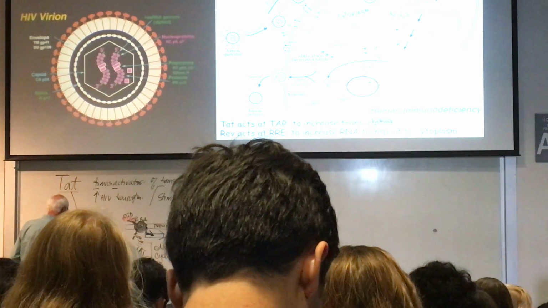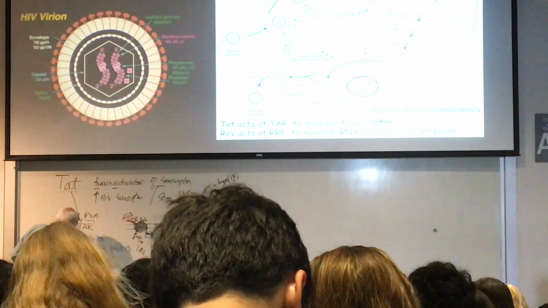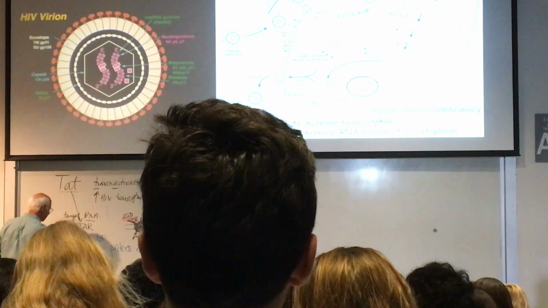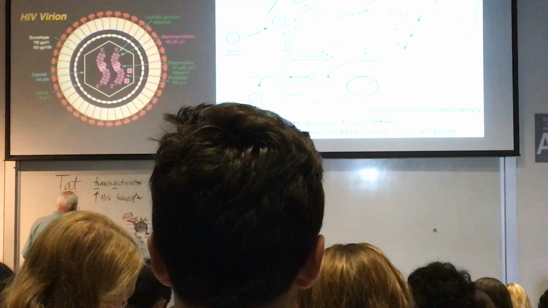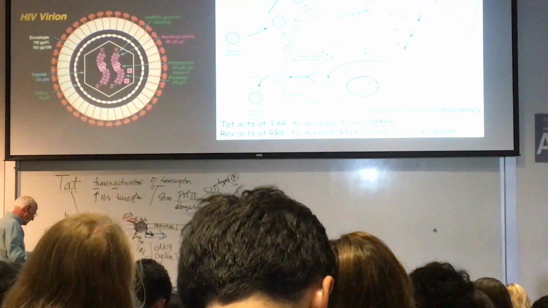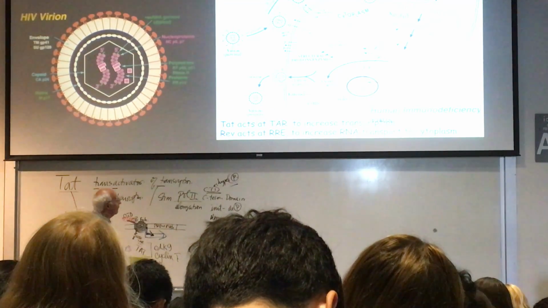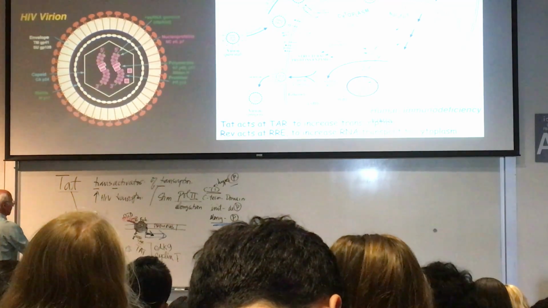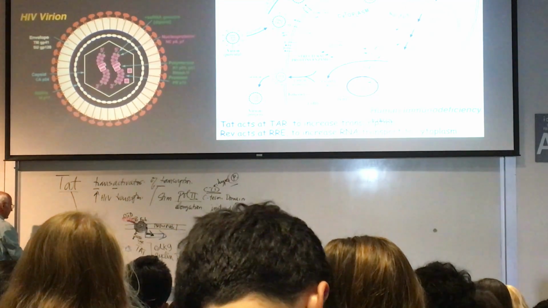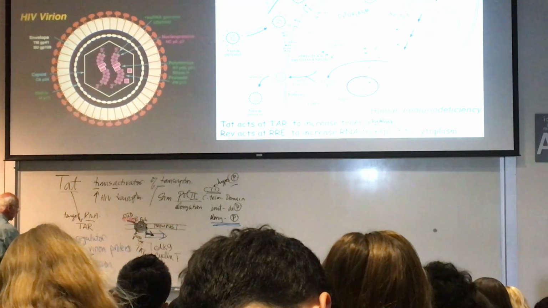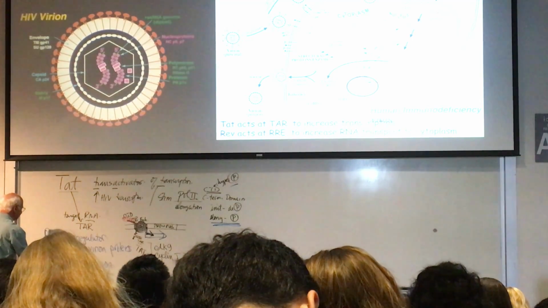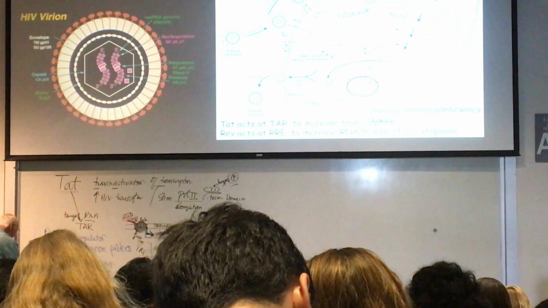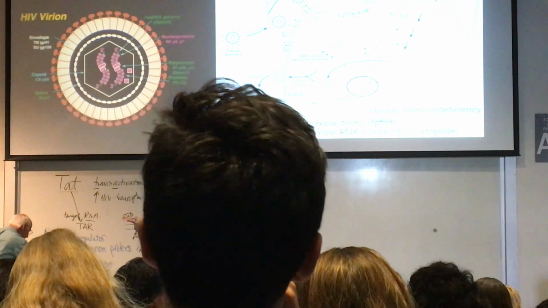Regulator of expression of virion proteins, REV. So how does Rev work? Rev, like TAT, is an RNA binding protein. So the Rev protein binds to the viral sequence RRE.